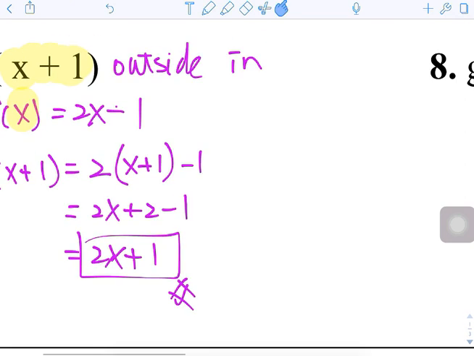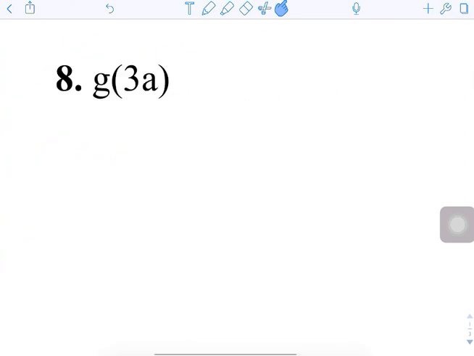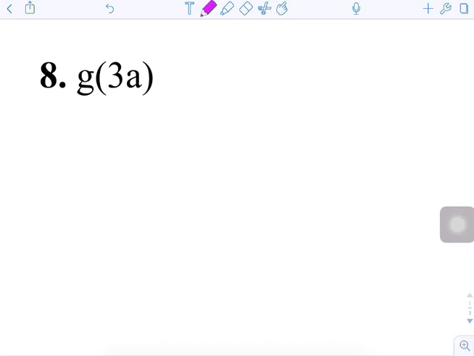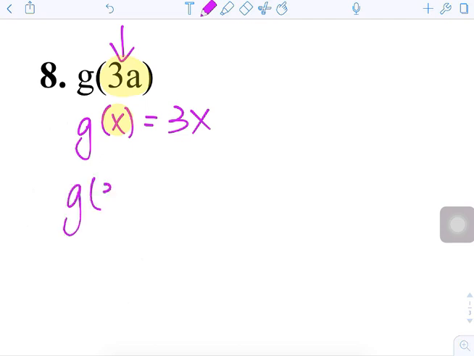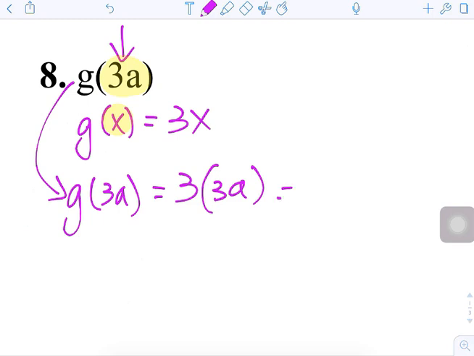Okay, let's try number 8. Number 8 is a very similar concept, just slightly simpler in inside substitution. So again, outside in. So I'm going to go for g of x. I'm going to simply write that down, which is 3x. Now I'm going to replace x with 3a. So g of 3a. Again, that's the same thing on the left hand side. Now every single time I see x, I'm going to put, that's right, 3a, which will give me 9a. That's my answer.